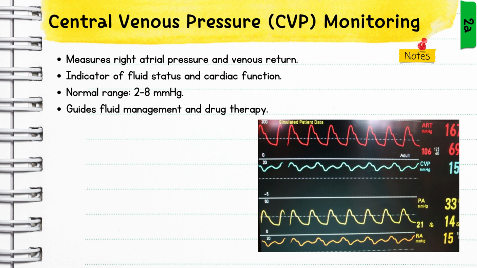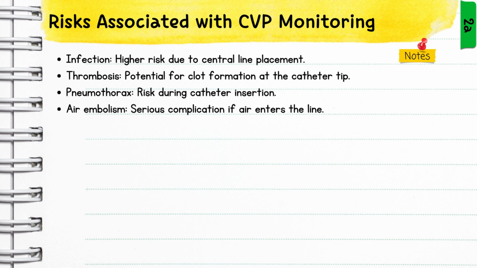Remember, CVP, fluid. Okay, so similar to the art lines, there are some risks associated with monitoring CVP. Remember, CVP is not through an art line, like an arterial line. We're going through a central line, a central venous line into a vein, like the superior vena cava, that kind of thing. So while CVP is valuable, it does carry those risks.